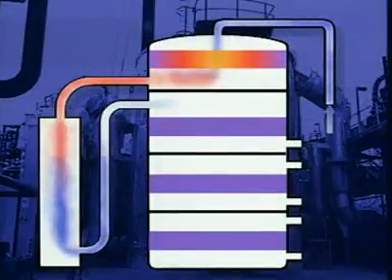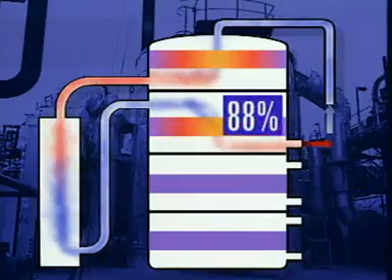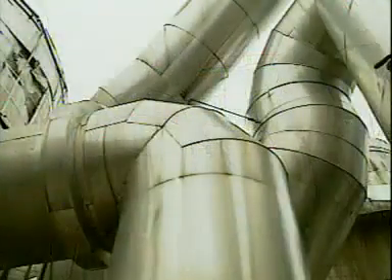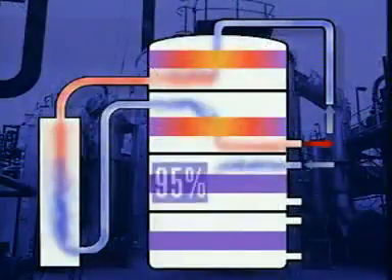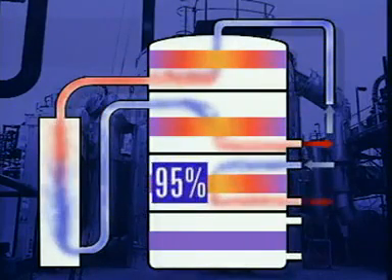The gas stream passes through 2 further catalyst beds and the percentage conversion increases. Between each stage, the hot gases have to be cooled. By the third bed, about 95% of the original sulphur dioxide has been converted to sulphur trioxide.